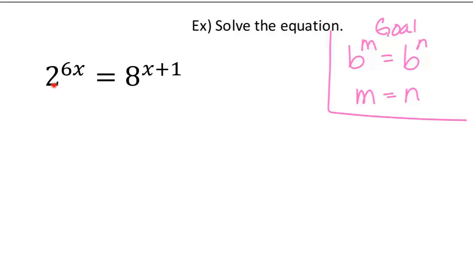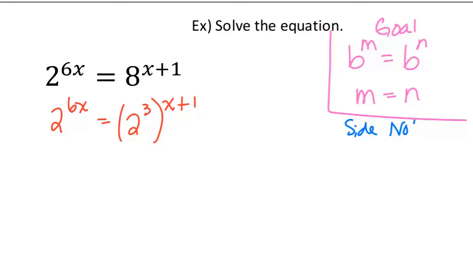So, can I get the 8 into a base of 2? 8, can I get it as a power of 2? Yes. 2 to the what power? Third. And then my 2, I'm just going to leave it. So I'm just going to copy that 2 to the 6x equals. For 8, you guys said 2 to the third power, to the x plus 1. And we kind of already talked about it, but this was just like an x, so it just ended up being 3x. But what's the rule here for the exponent?